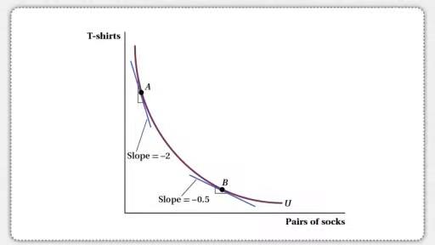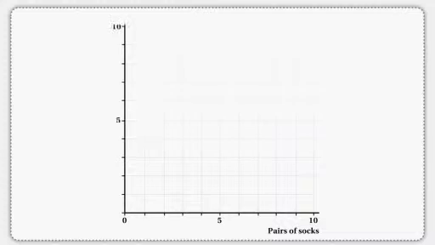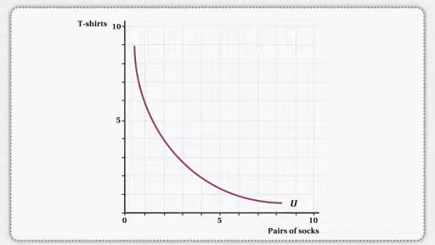Indifference curves are all about trade-offs. How much of one good a consumer will give up to get a little bit more of another good. If Sarah is deciding between socks and t-shirts, then this trade-off will tell us how many t-shirts she would be willing to give up to obtain extra pairs of socks.